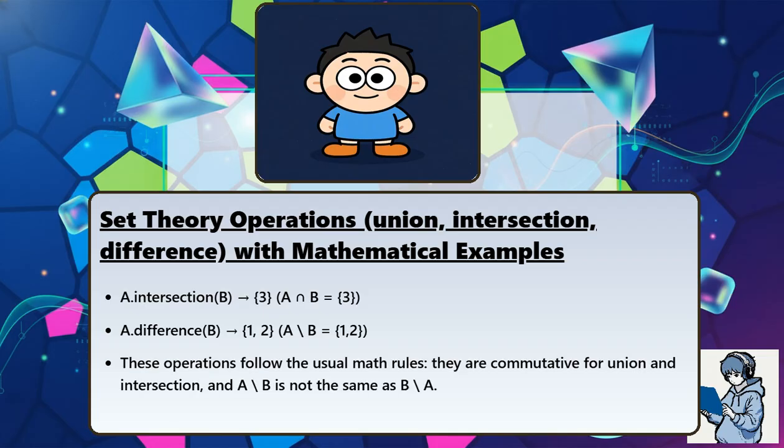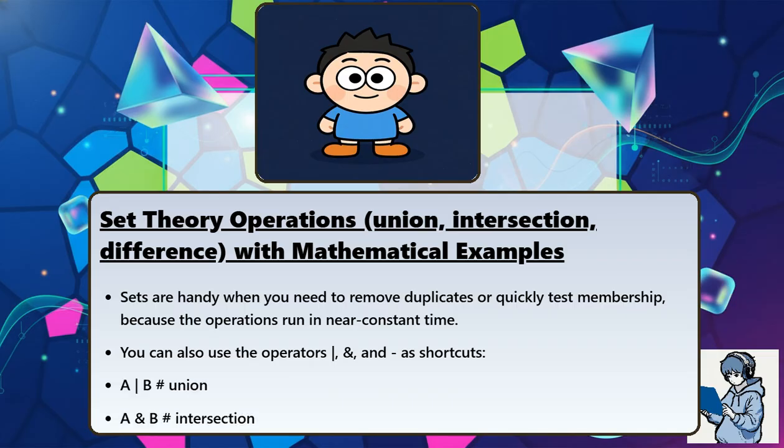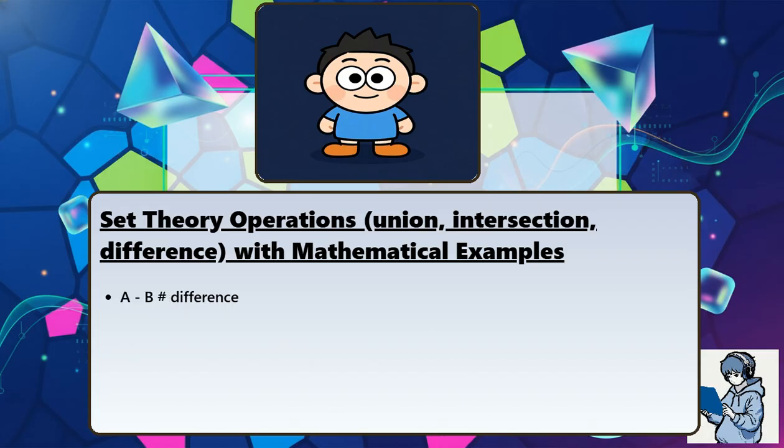These operations follow the usual math rules. They are commutative for union and intersection, and A \ B is not the same as B \ A. Sets are handy when you need to remove duplicates or quickly test membership, because the operations run in near constant time. You can also use the operators pipe, ampersand, and minus as shortcuts. A | B means union. A & B means intersection. A - B means difference.